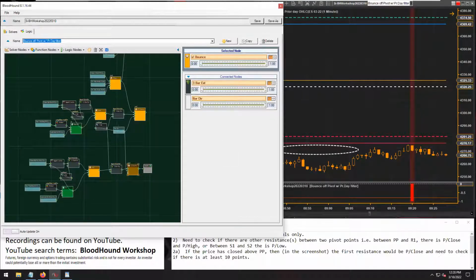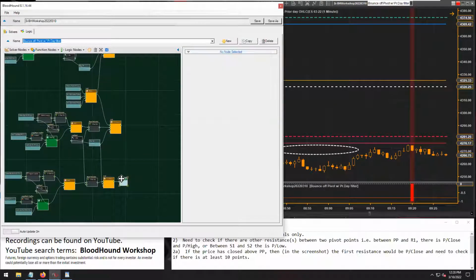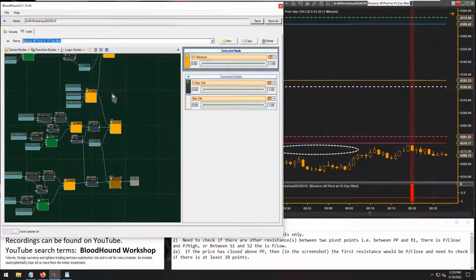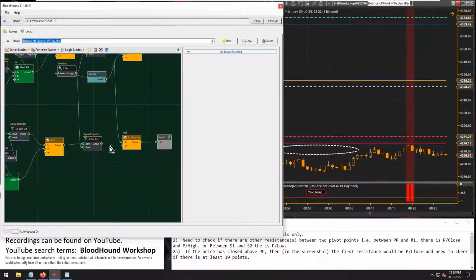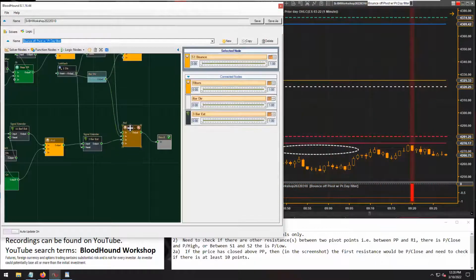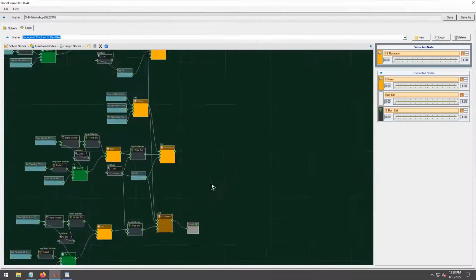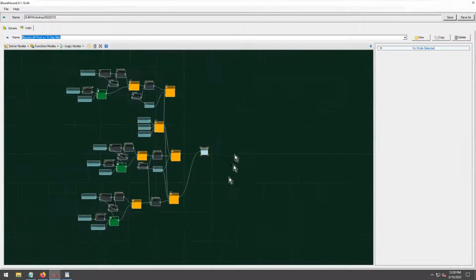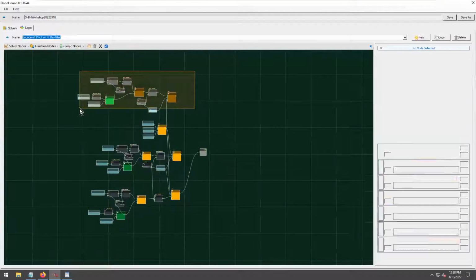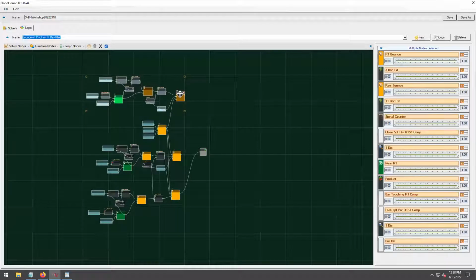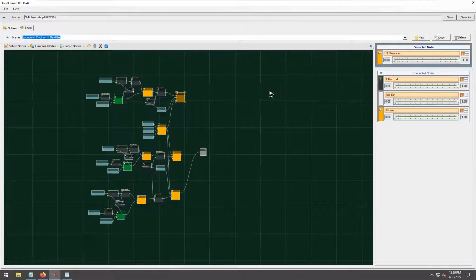Okay, so we'll name that. Oops. There, S1 bounce. Oh, and also we need our filters. So let's connect this all the way down into there. There we go. There. All right. So we have a system built to identify bounces off of R1, right? And again, I named the AND node.